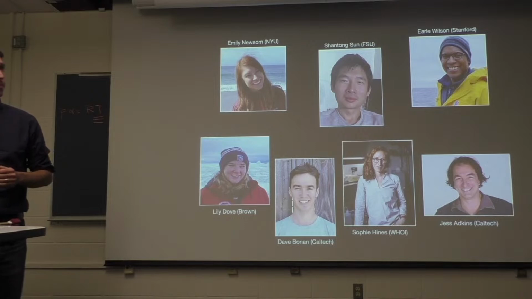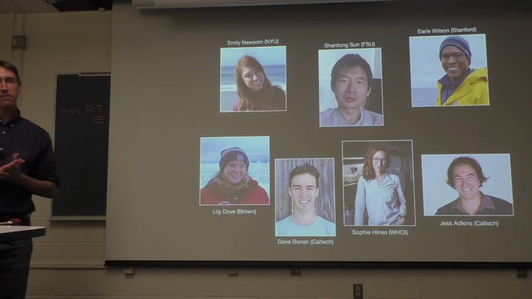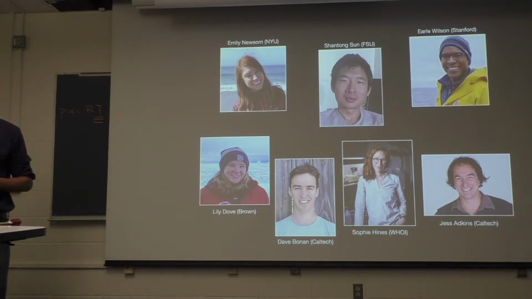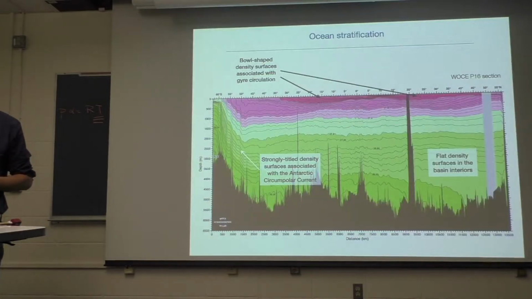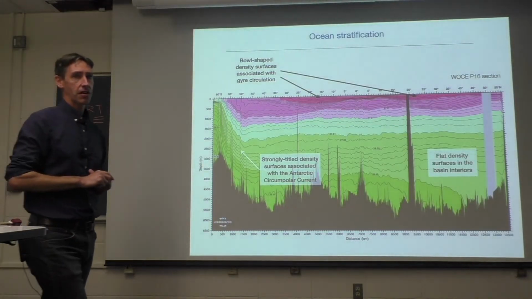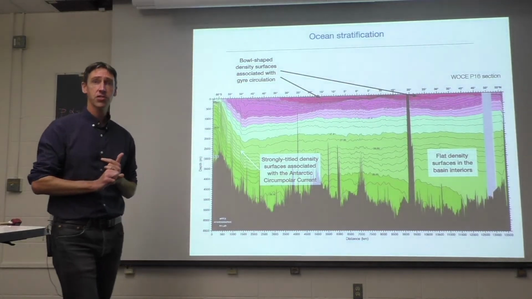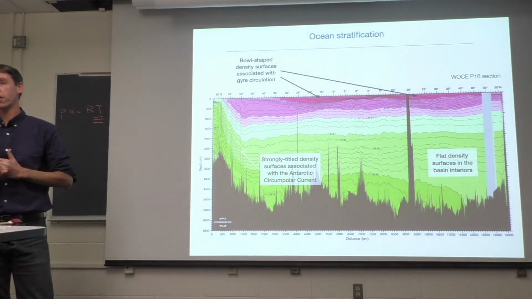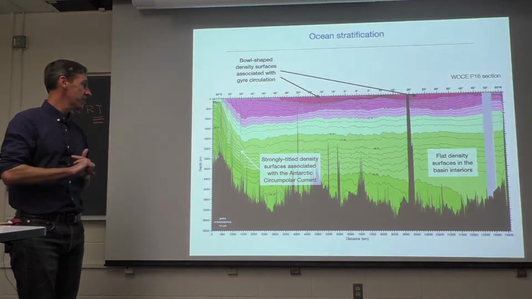Okay, so I'm going to spend the first 10 minutes doing a bit of background, because I appreciate there's probably a broad audience here. The two things I'm going to talk about a lot today are the ocean's density structure, and the overturning circulation. So I want to introduce what these are and what they look like.